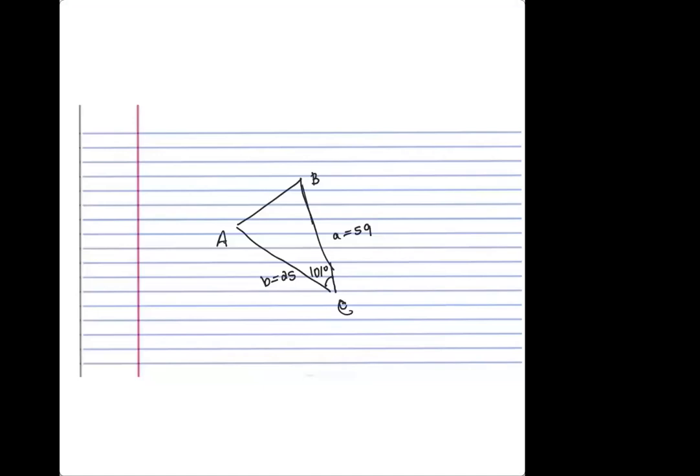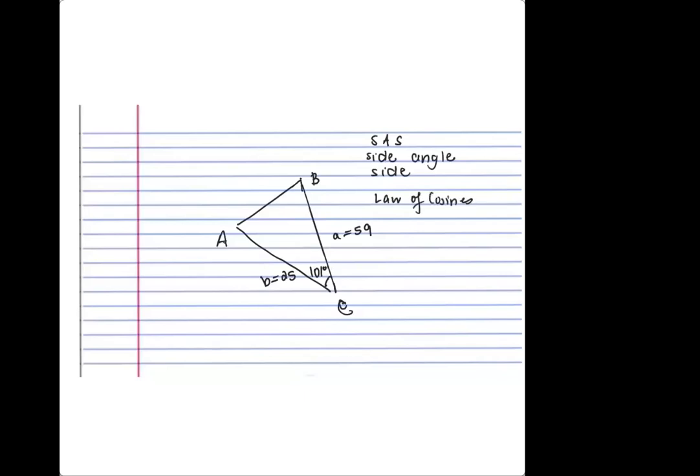So anytime you have what they call a SAS, side angle side, that's always the law of cosines. I was just trying to clean that up, you guys. So S is side, A is angle. When I say angle, it means the included angle, not an opposite angle. Okay. So anytime you have SAS, that is the law of cosines.